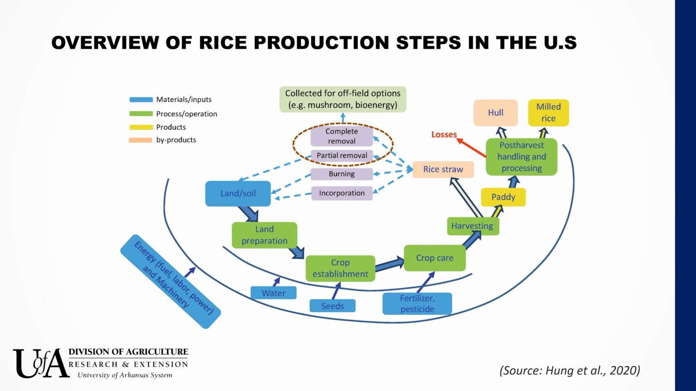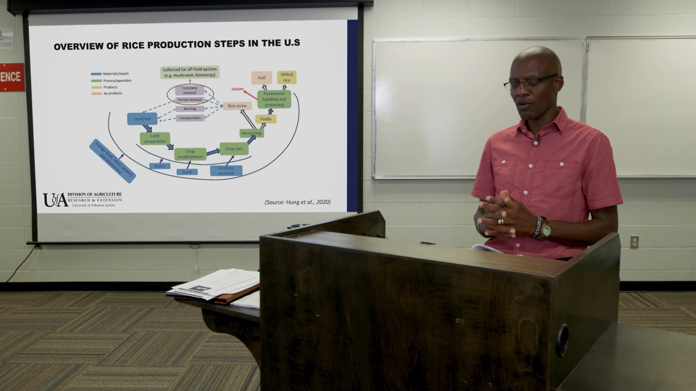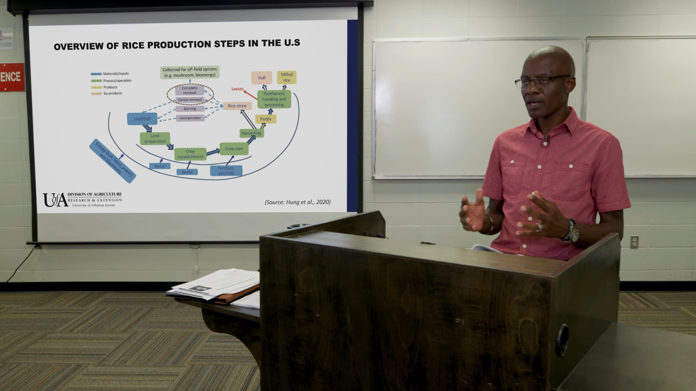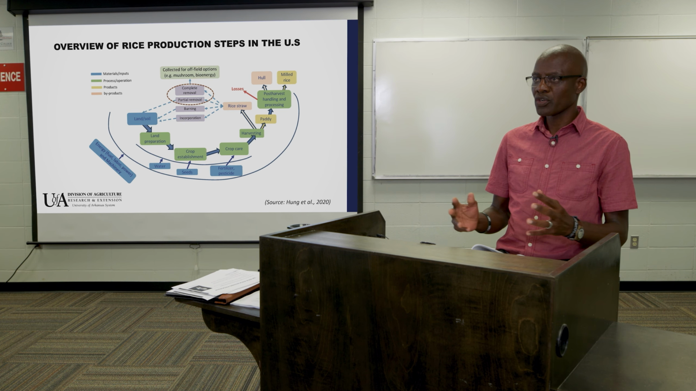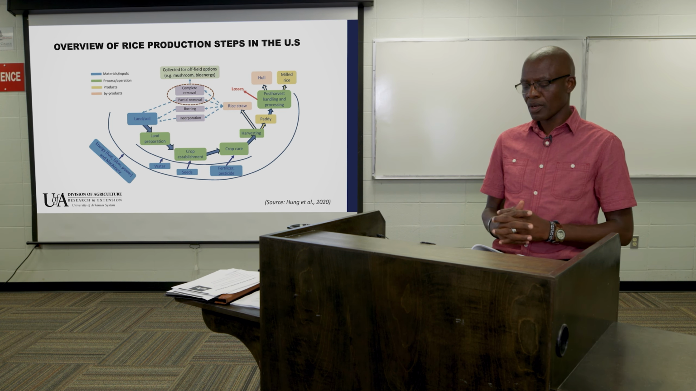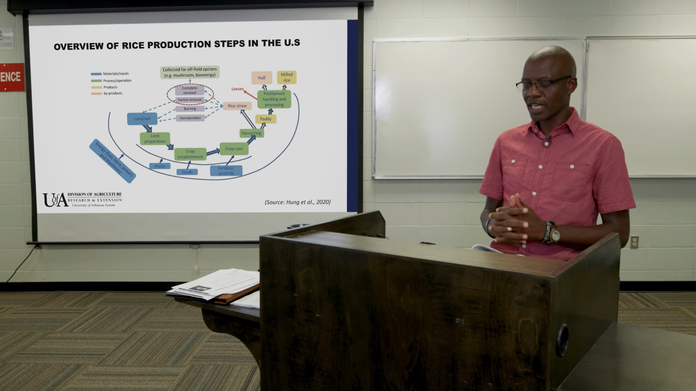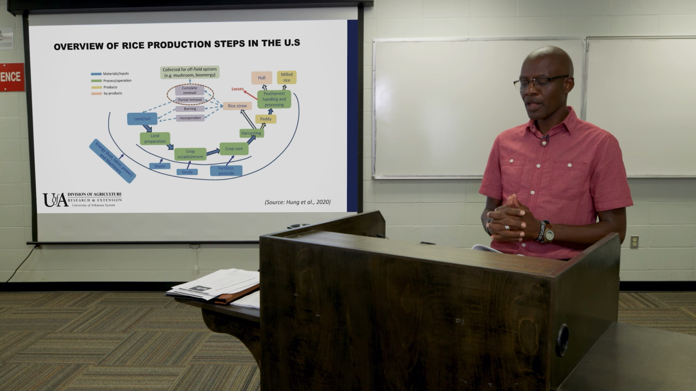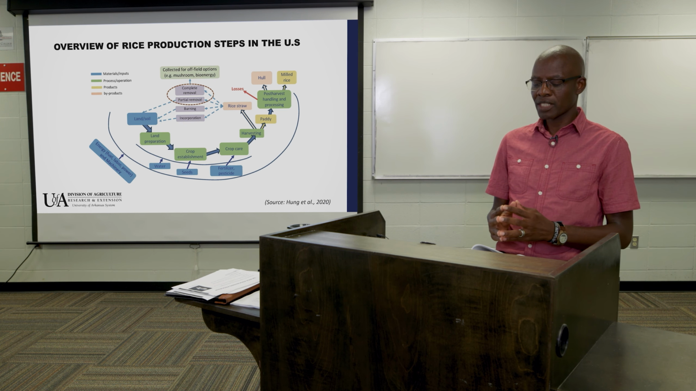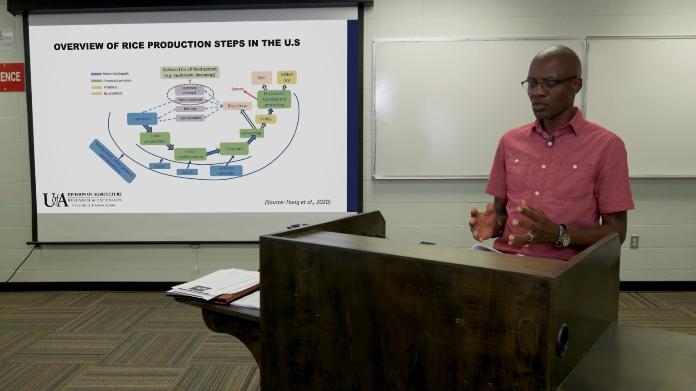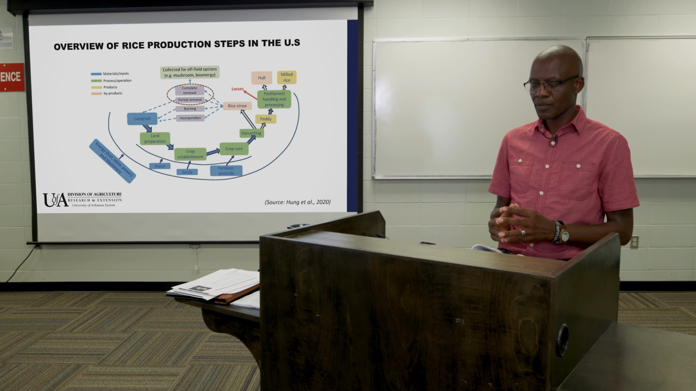And to begin with, materials, of course, we need land and soil to be able to produce rice. We need energy in the form of fuel, labor, and power, and we also need machinery. We need water, then we need rice seeds that are viable, and then we need fertilizer and pesticide to control any form of microorganism or pests.